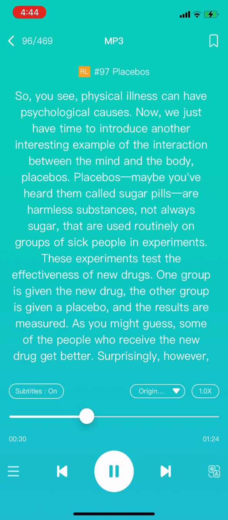As you might guess, some of the people who receive the new drug get better. Surprisingly, however, some of the placebo group also get better. Why? Well, it's an interesting question, one which doctors can't quite answer. Some of the group may have gotten better on their own without any treatment at all. But research has shown that the very act of taking a medication that you think will make you better often does make you feel better.